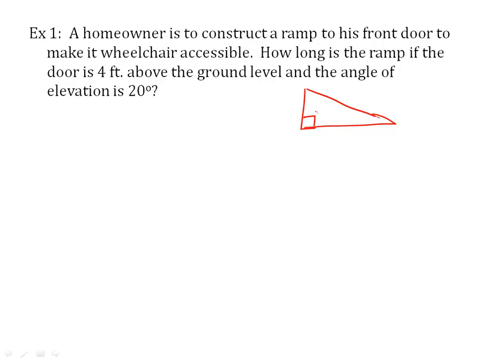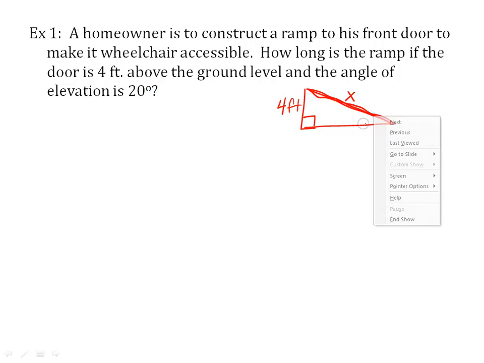All right, now let's start putting some numbers on this. How long is the ramp? Well, this is the ramp length, right? So that's my hypotenuse. That's what I'm looking for. If the door is 4 feet above ground level, so this is 4 feet, and the angle of elevation is 20 degrees. So this is my angle of elevation right here.